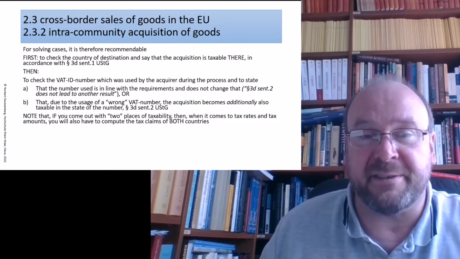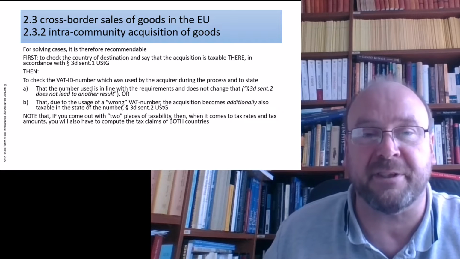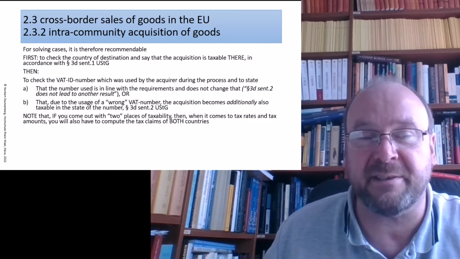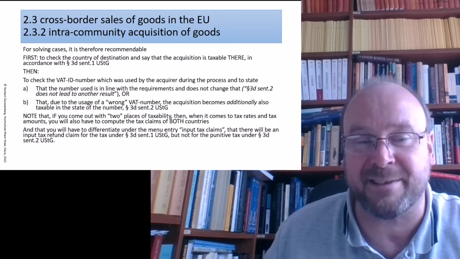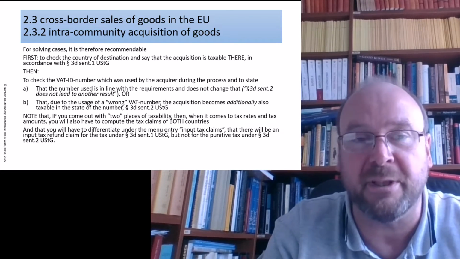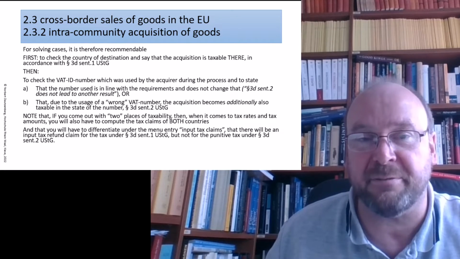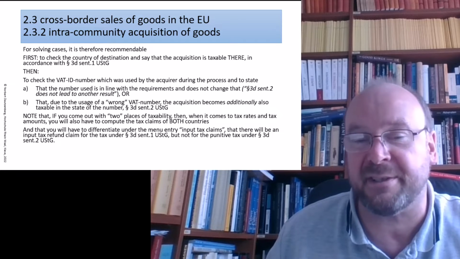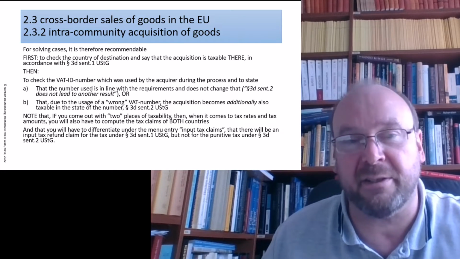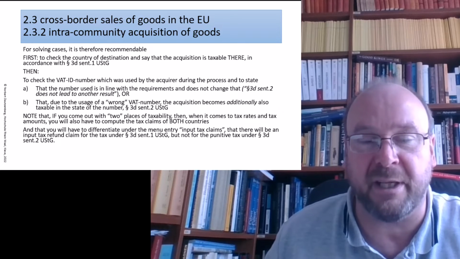If you come in a case to the consequence that you have 2 places of acquisition, sentence 1 and 2, then you will later also have to calculate the tax burden according to the tax rates of both countries, because then you have 2 tax liabilities. And then again, you will later have to differentiate when it comes to input tax claims, because for the one tax, you get an input tax claim for the right one, and for the wrong number state tax, you don't get an input tax claim until you correct your error.